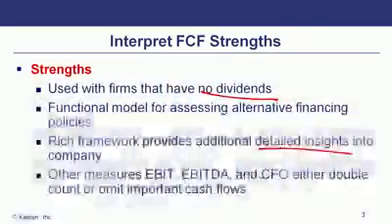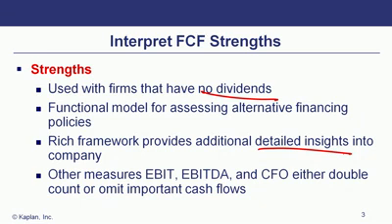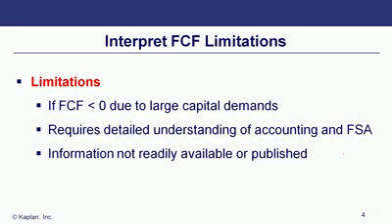And then other measures, such as EBIT, EBITDA, and cash flow from operations, either double count or omit certain cash flows, things such as capital expenditures. If a piece of machinery within the company is deteriorating and you have to buy a machine every year or every couple of years, that may not be factoring into those values. We'll see in more detail in later slides how they differ from EBIT, EBITDA, and cash flow from operations.